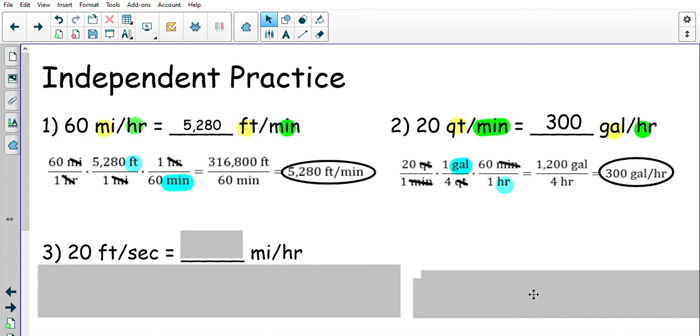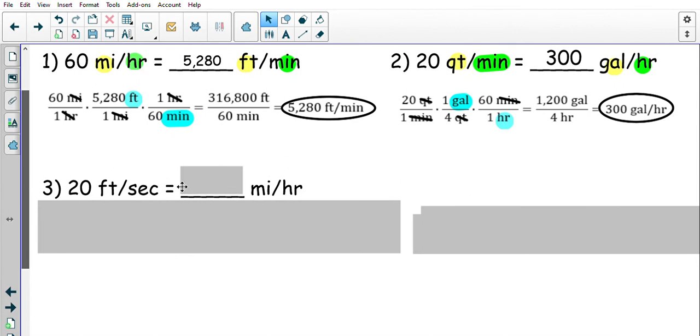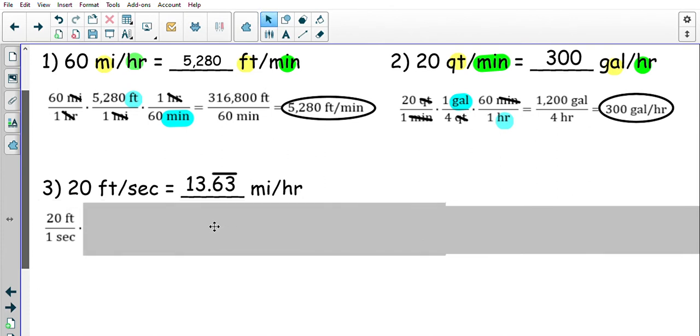Sorry, I should have shown that earlier, what the solution was. Number 3 might have been a little bit of a struggle for you because of converting seconds into hours. You actually get a repeating decimal for this one. Start with 20 feet per second as your fraction.